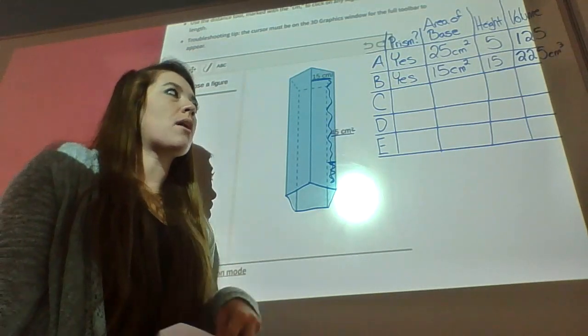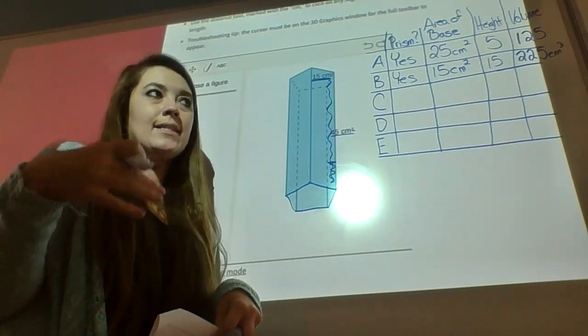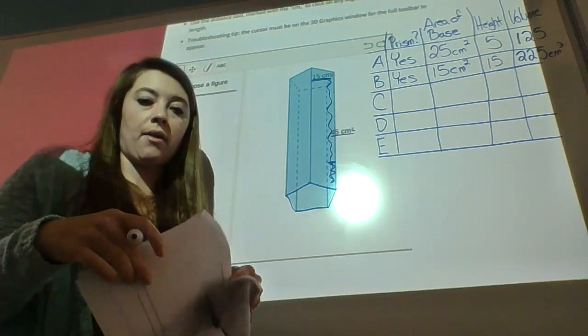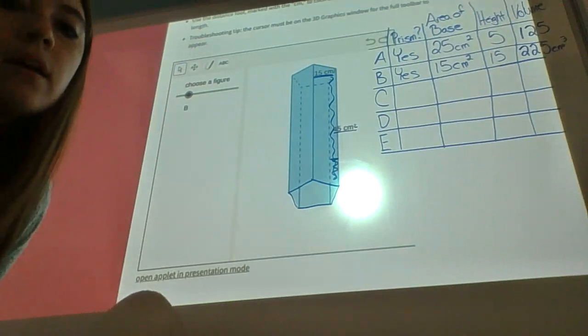So finding volume is all about finding what the area of your base is and what your height is and multiplying them together. So we'll go ahead and do another.